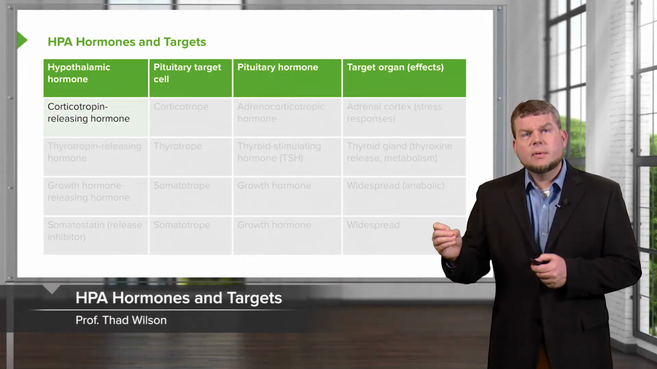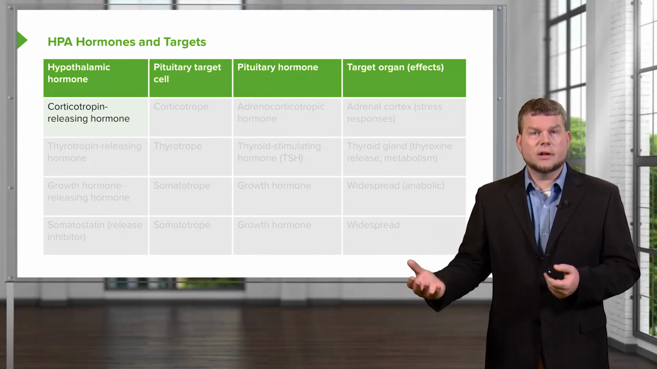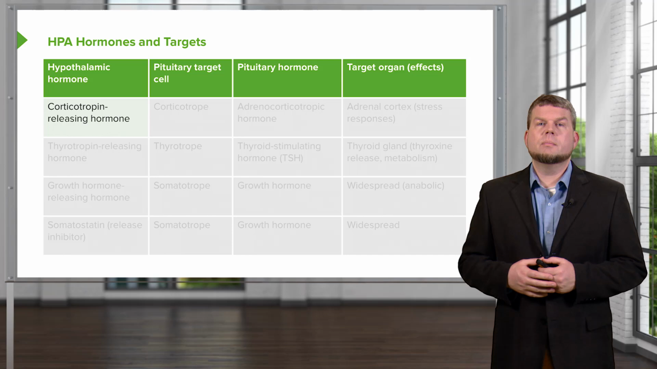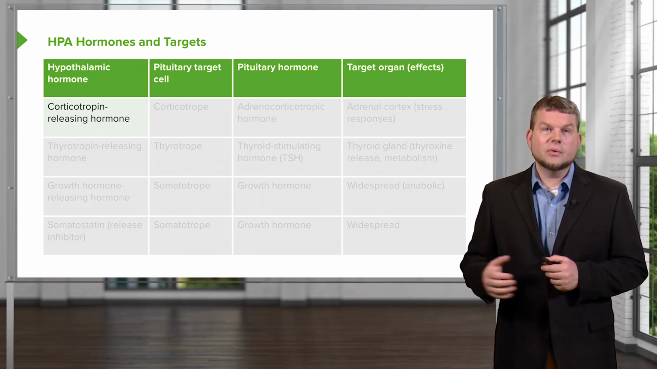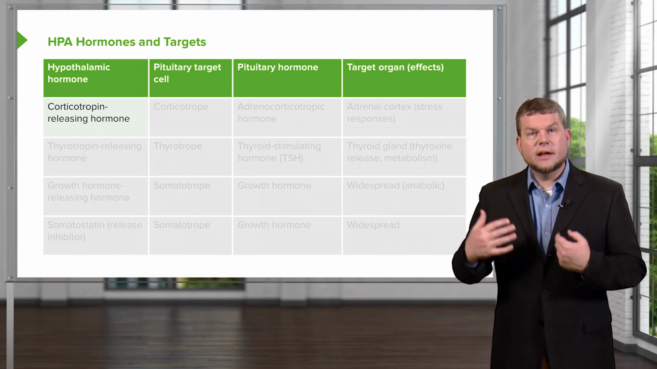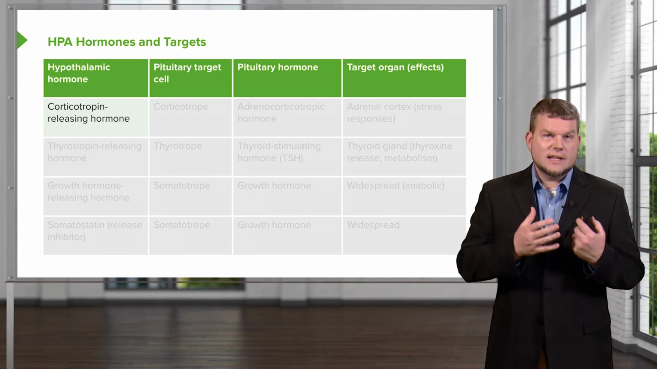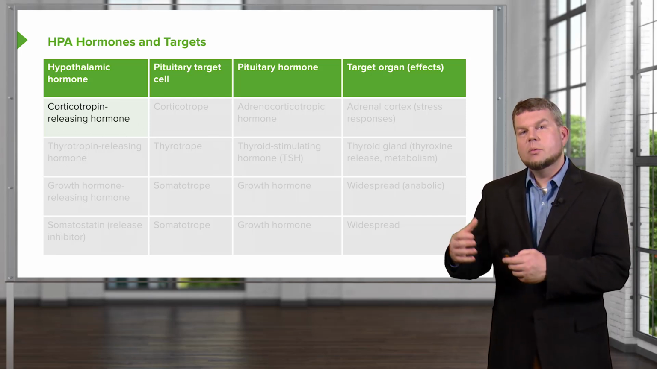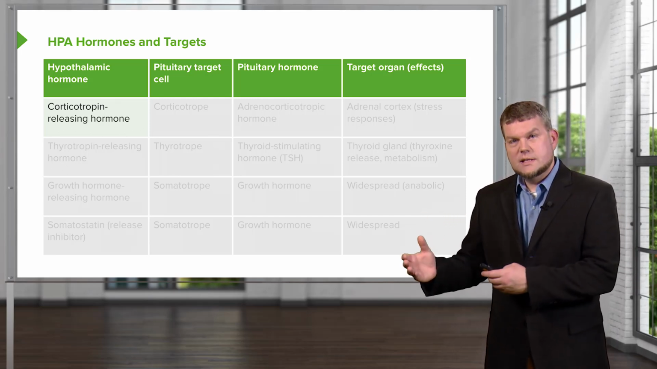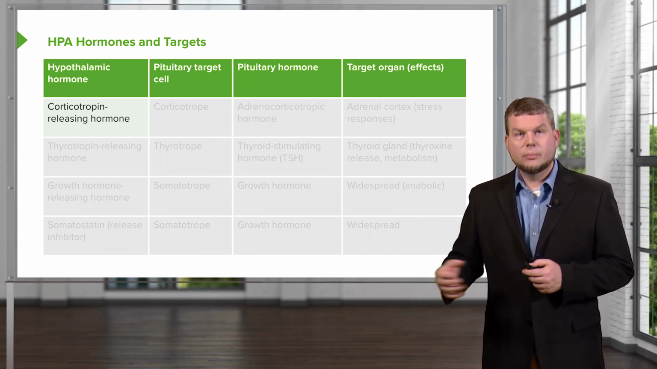When dealing with hypothalamic pituitary axis hormones and targets, we really need to talk about four main items. And that is, what is the anterior pituitary target? What stimulates it? That's the hypothalamic hormone. And then what pituitary hormone is released? And then where is it going? And what is it going to do?